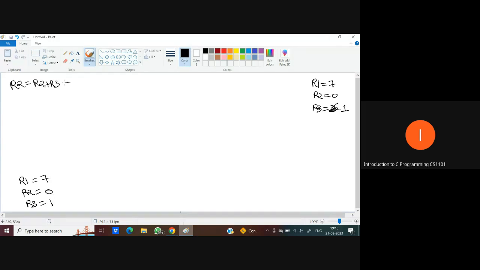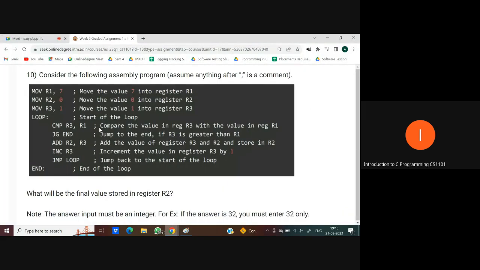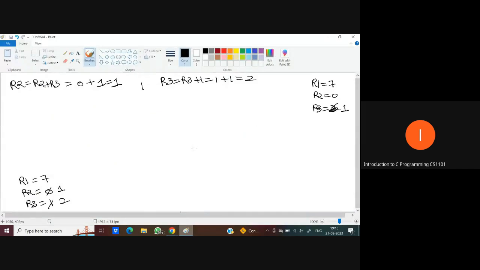Now with that step, what did we do? R2, we know, was 0 and R3 was 1, so it became 1. And with that, we also incremented the value of R3, so it became 1 plus 1 equals 2. So after the first iteration, R2 became 1 and R3 became 2. Now again, we will come back here and check if the value of R3 is greater than R1. R3 is still 2, R1 is 7, so that is not greater. So we will have to repeat this.